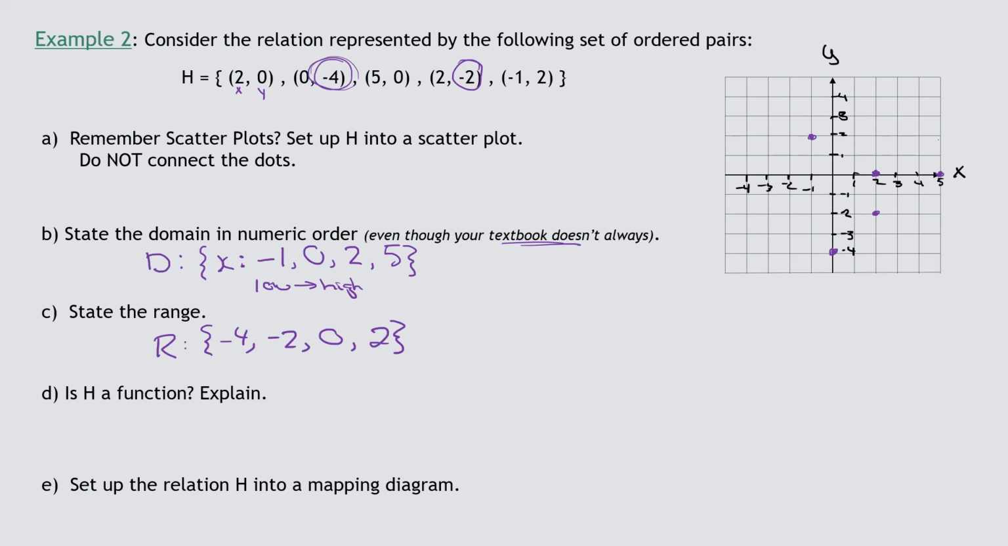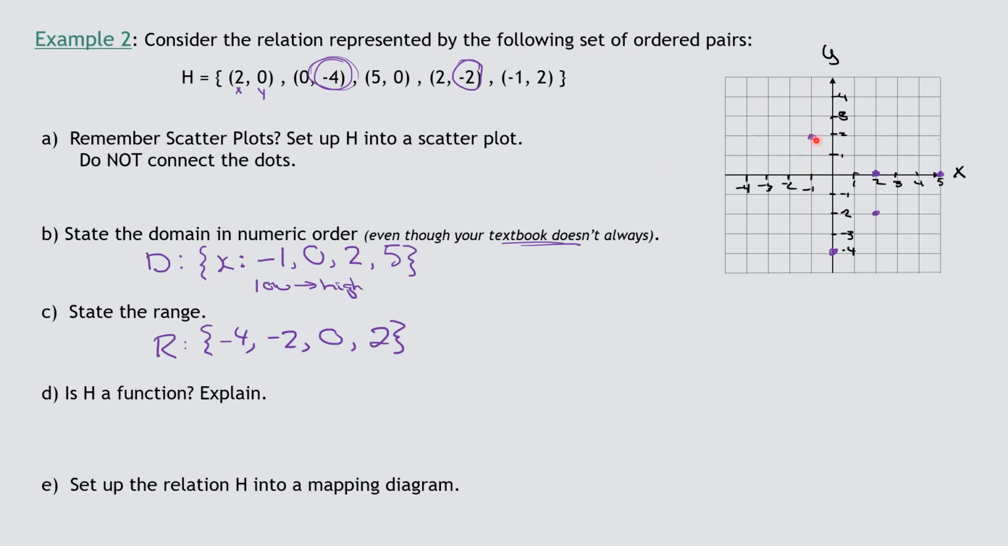So that's how we list domain and range when we just have a few points in a scatter plot. That's all we can do. Now, is H a function? Explain. The first question in your homework is just like this example we're doing right here. Is it a function? Remember what a function means. A function is, for every x value that we have, there's only one y value. Visually, it's a vertical line test. I could draw a vertical line right through this point here, and it would only cross this point once.